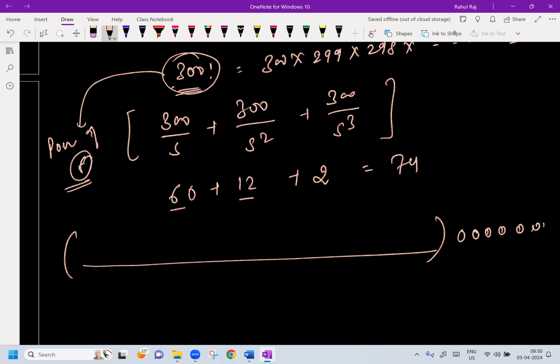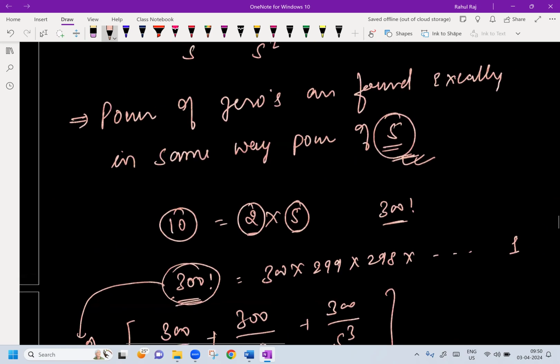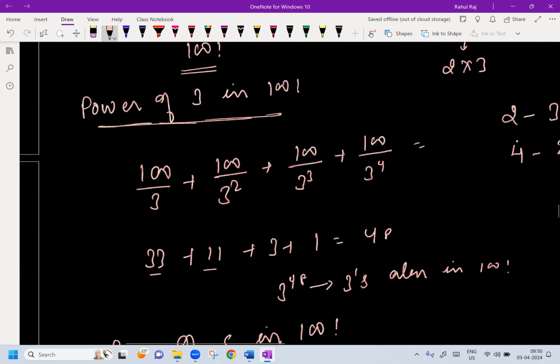So for example, going back to 300 factorial itself, if they ask you to find the power of 7, not 0, how do you do that? 300 by 7, the way we did this. Power of 3: keep dividing by 3. Keep dividing by 7. You keep dividing by that number itself. Okay. Got it? Now the point is, how will this come into use?